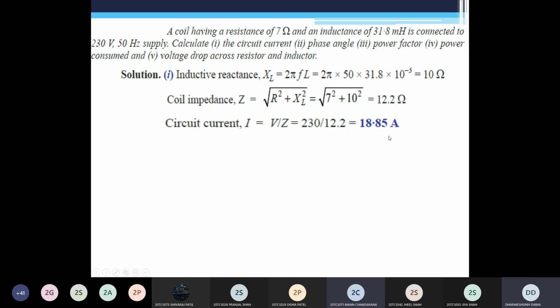Now second is the phase angle. How to find the phase angle? Phase angle means phi, the power factor angle. Can anyone give me the answer? The phase angle is tan inverse of 10 by 7. But what is the answer? What is tan inverse 10 by 7? Calculate in the calculator.